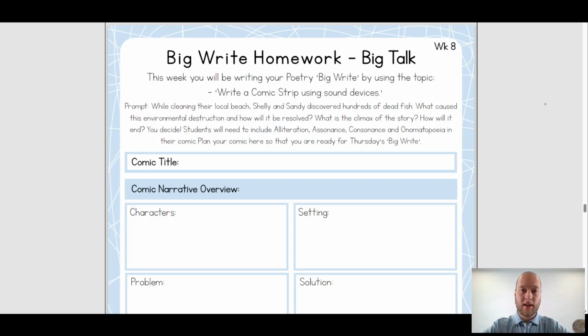And here is our prompt. While cleaning their beach, Shelley and Sandy discovered hundreds of dead fish. What caused this environmental destruction and how will it be resolved?